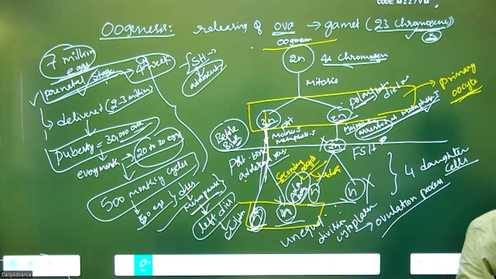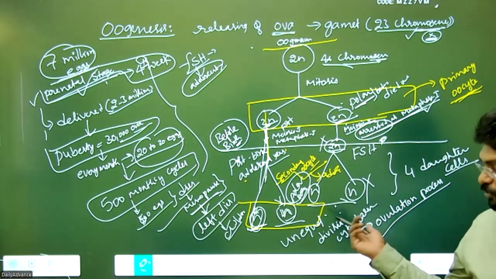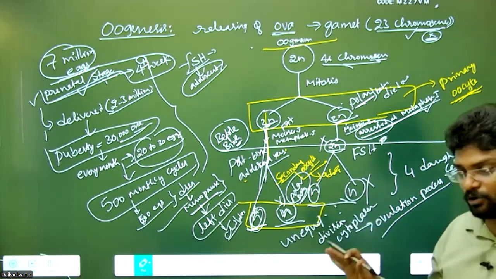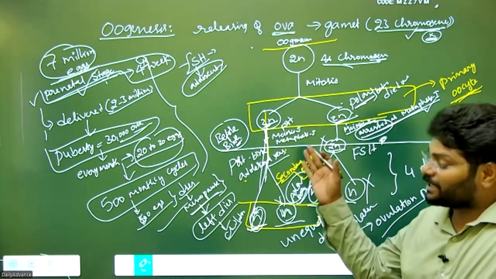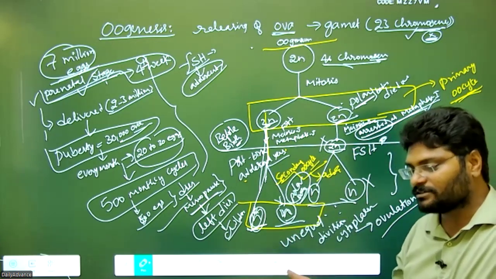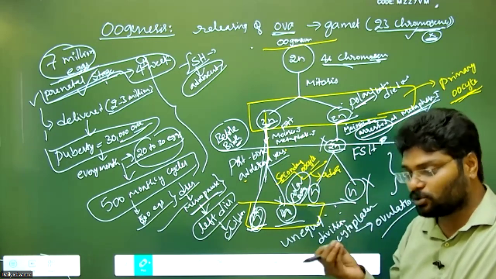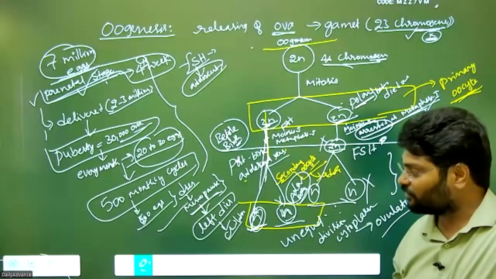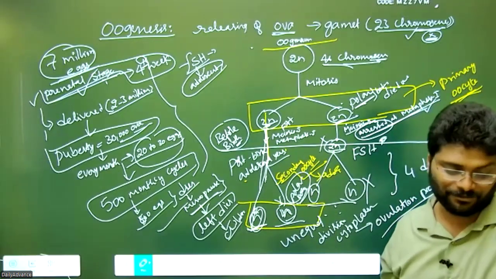So why does a female only release one ovum instead of four? In the primary oocyte itself, one polar body develops. When this primary oocyte survives, it is transformed into meiosis two, and the secondary oocyte comes into being. During the secondary oocyte, another polar body is formed and only one ovum survives.